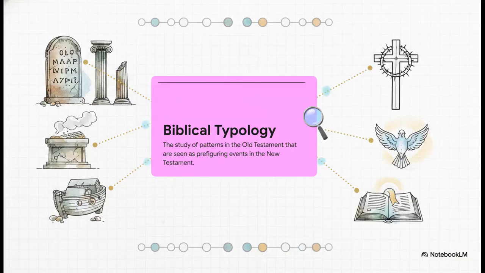Now, there's actually a term for what we're exploring. It's called biblical typology. It's basically the idea that certain people or events in the Old Testament are types. Think of them as foreshadows of things that are going to happen in the New Testament. It's really all about pattern recognition, but on a huge historical scale.